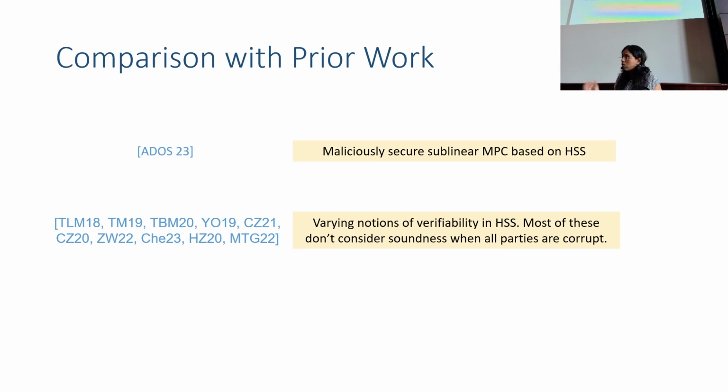And there are also a bunch of these other papers that I've listed here that define varying notions of verifiability in homomorphic secret sharing, but most of them do not consider the kind of soundness notion that we require. And a couple of them were recently broken by some results, and also those schemes only focused on very, very simple classes of functions.